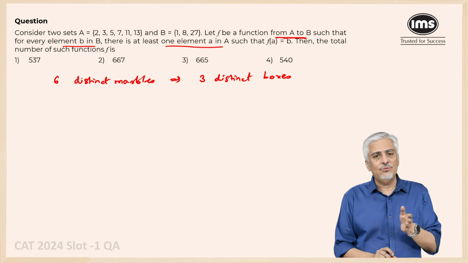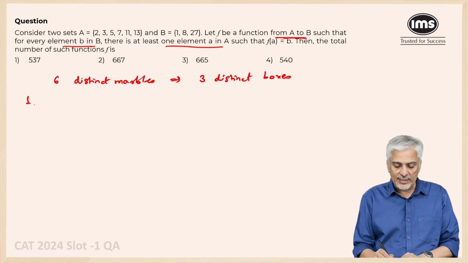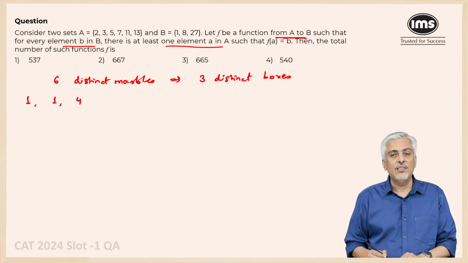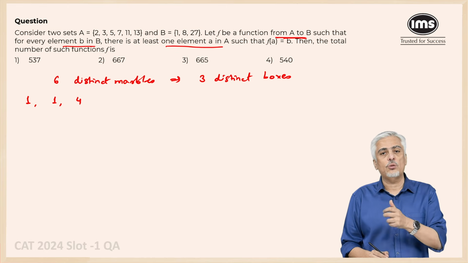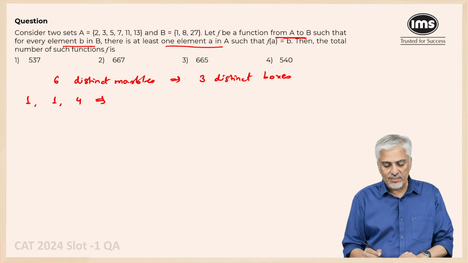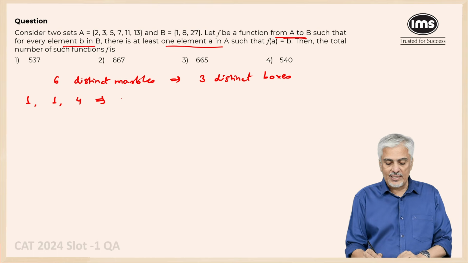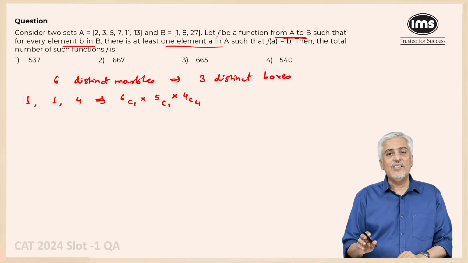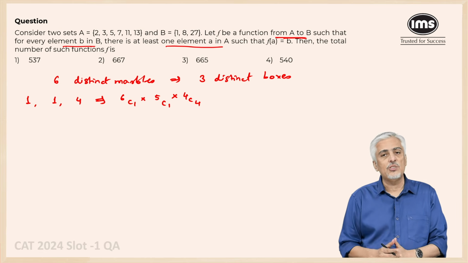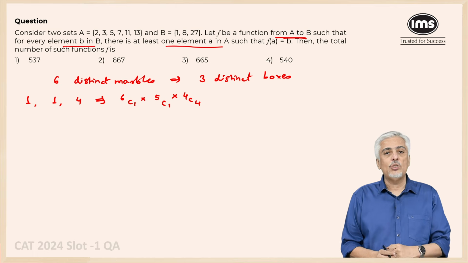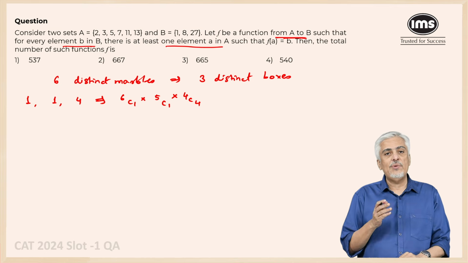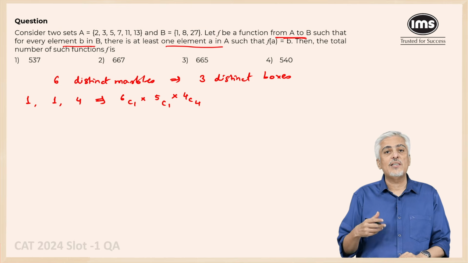Let's take the worst case. So the worst case would be there is 1 in one of them, 1 in another, and 4 in the third one. So 1 object in the first box, 1 object in the second box, and 4 objects in the third. So what would be the different ways? The first object can be selected in 6C1 ways. The second object can be selected in 5C1 ways. The last objects can be selected in 4C4 ways, which anyway is nothing but one way. And then the 3 boxes over here can be arranged among themselves. So 1, 1, 4 can be arranged in 3 factorial divided by 2 factorial, normal repetition concept.